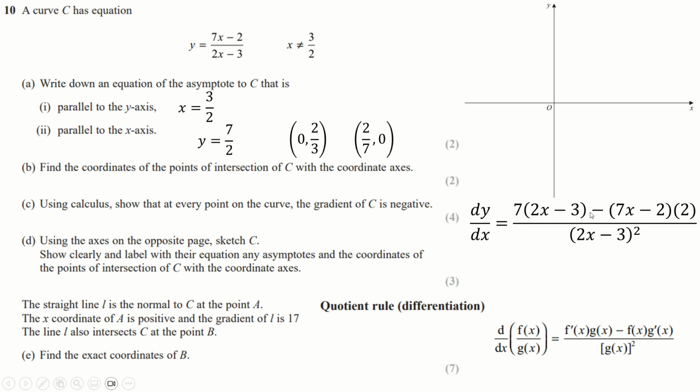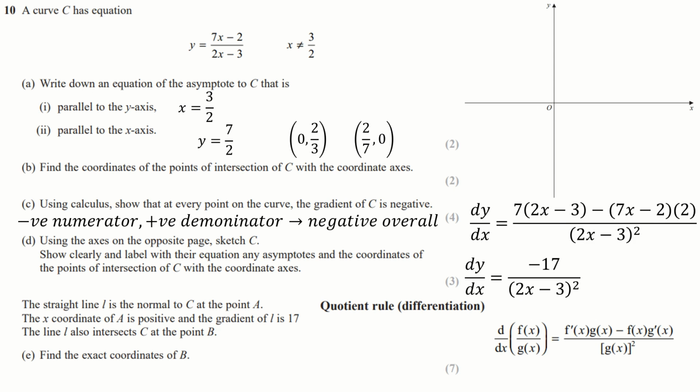If you simplify this, you get 14x minus 14x. That all goes away. And minus 21 plus 4 is minus 17, and you get this. But the denominator of this is always positive, and the numerator is always negative. Negative divided by positive is negative. So every point on this curve, c is negative, except for when x is 3 over 2, because that means you're dividing by 0, but you're already not allowed to do that. So, okay, good.